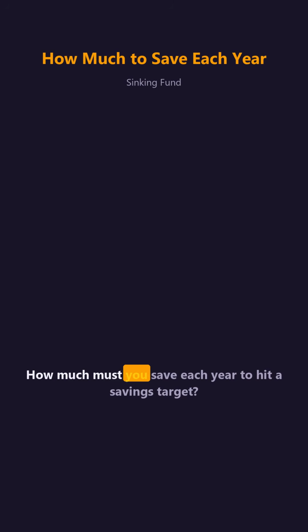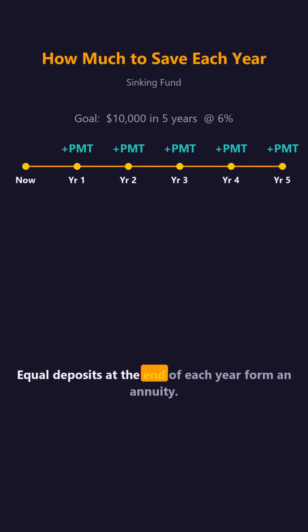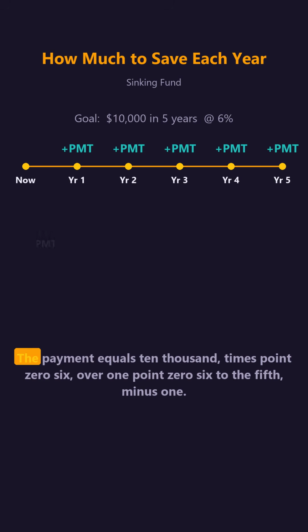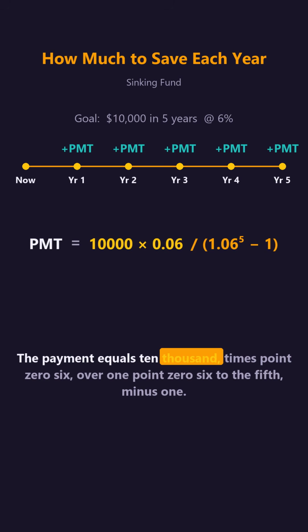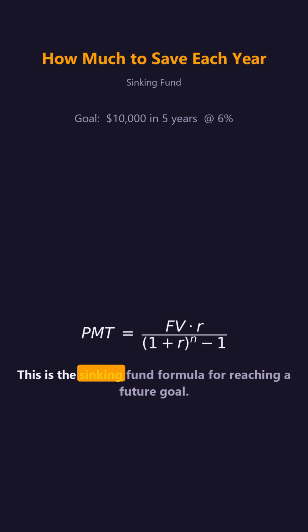How much must you save each year to hit a savings target? You want $10,000 in 5 years. Your savings earn 6% per year. Equal deposits at the end of each year form an annuity. The payment equals 10,000 times 0.06 over 1.06 to the 5th, minus 1. So you must deposit $1,773.96 each year. This is the sinking fund formula for reaching a future goal.